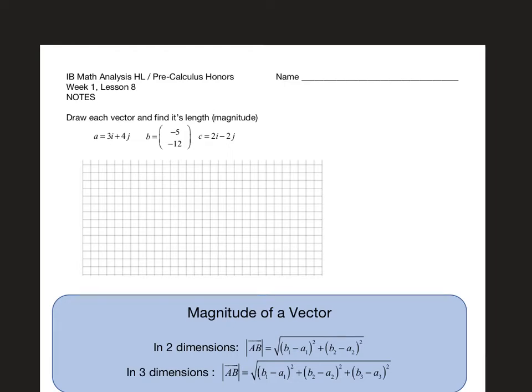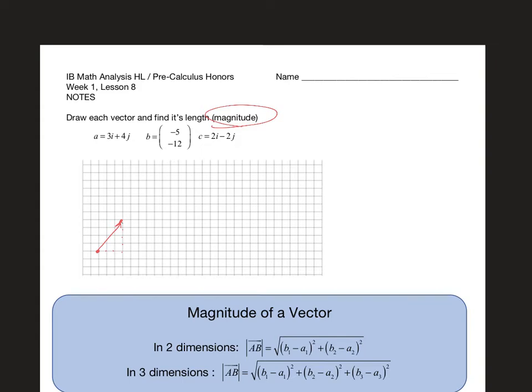Week 1, lesson 8. Okay, so for this one, again, just reading the directions, I'm supposed to draw each vector and find its length, also known as magnitude in vector speak. All right, so if I draw vector A, I need to pick some starting point. Again, doesn't matter. Go to the right 3 and up 1, 2, 3, 4.